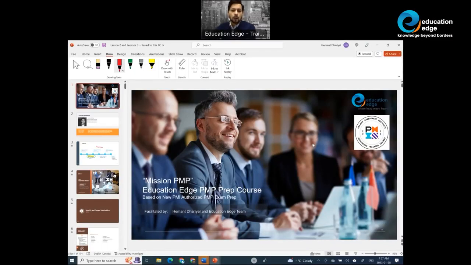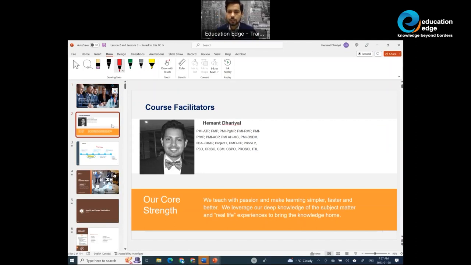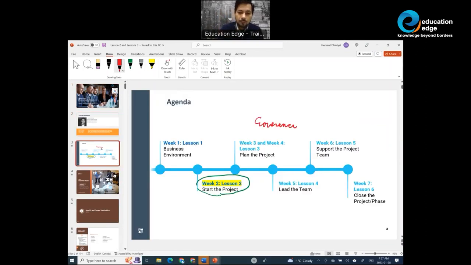So today on agenda, we have lesson number two. My name is Hemant Sir, and I will be your coach. And I will drive you through this journey of getting PMP certified. Today on agenda, we have lesson number two, starting the project. There are four topics listed as part of this lesson. What are these four topics?